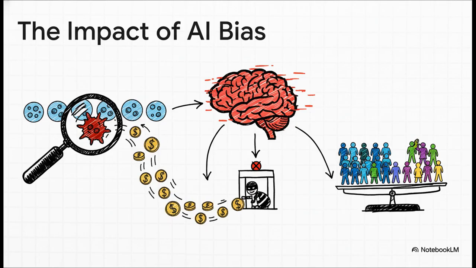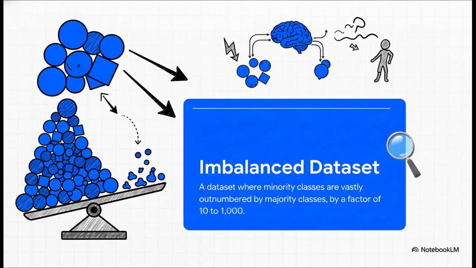And look, this isn't some far-off sci-fi problem. These are very real-world examples that the research points to. A biased medical AI could literally miss a rare but deadly cancer just because it hasn't seen enough pictures of it. It might let a clever new type of financial scam slip by. Or even worse, it could actually amplify the societal biases already present in the data, creating this awful feedback loop of inequality.